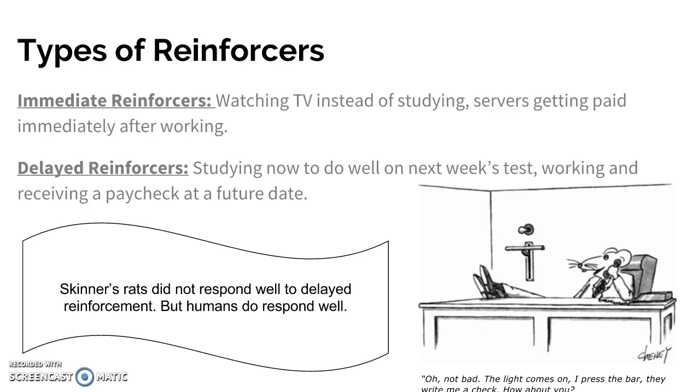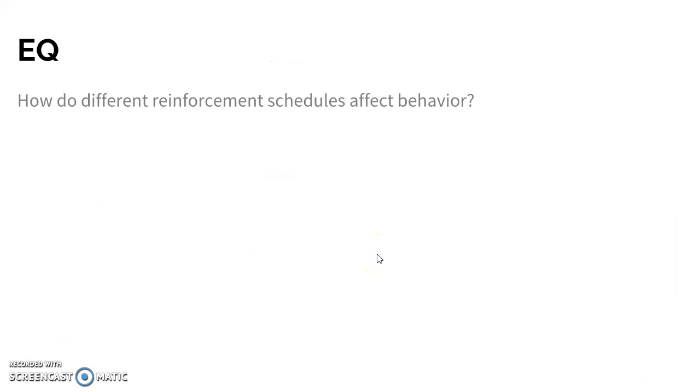All right, then we have delayed reinforcers. Studying now to do well on next week's test. You might not necessarily see that reward right away, but you know that it's coming. Staying in school to go to college so you'll have a good job. Working and receiving a paycheck at a future date. Most of us teachers get paid once a month. So I have to work 30-something days, 30, 31 days before I get paid for all the work I do. That is a huge delayed reinforcer. Based on this cartoon, Skinner's kind of poking fun at it. Skinner's rats did not respond well to delayed reinforcement, but humans, we do.